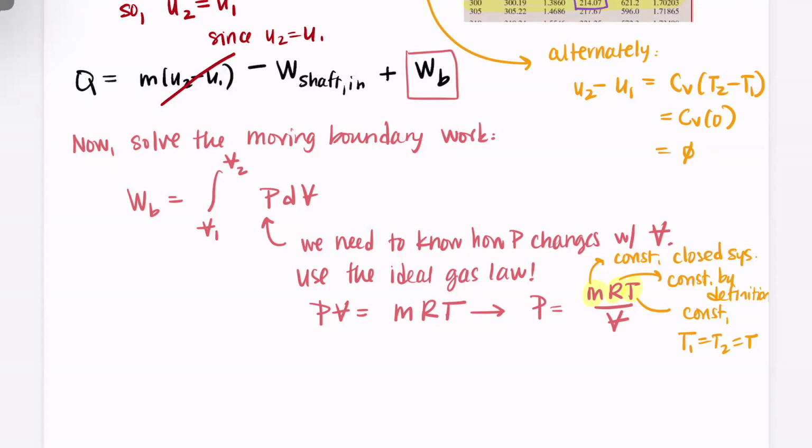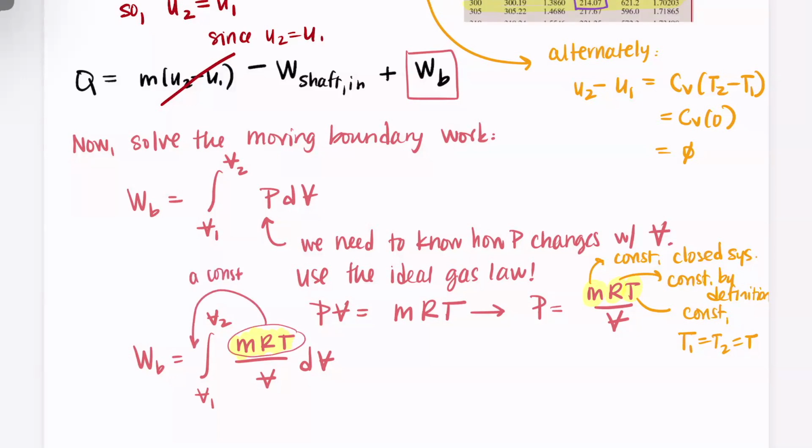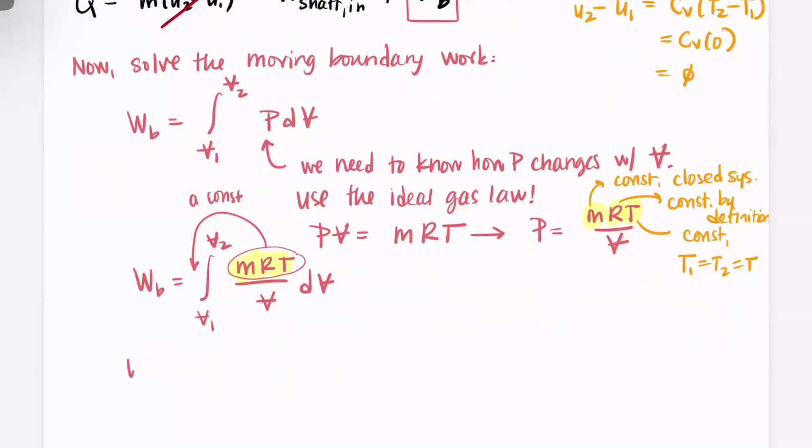Okay, so we can substitute this into our integral then, and we have that the boundary work is the integral from volume 1 to volume 2 of mRT divided by V dV. All right, so this whole thing is a constant, so it can come out of the integral. And so we have mRT integral of dV over V from V1 to V2.